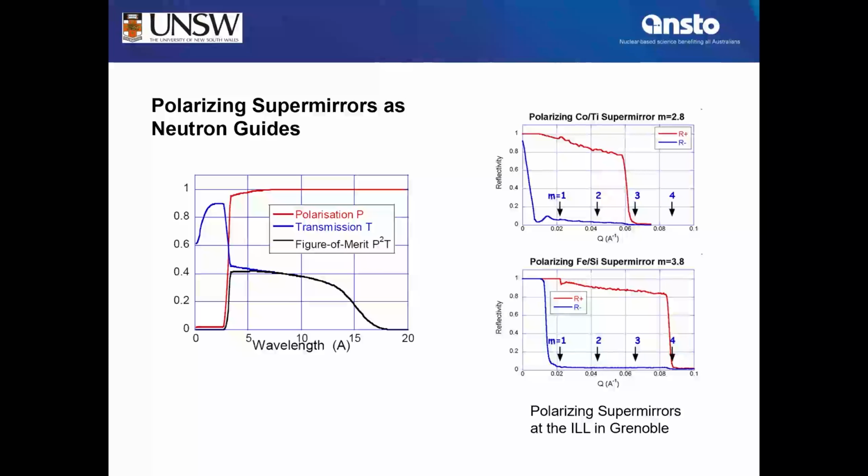And in our days, this is all optimized. So you see, the important figure is that one. The spin-up component almost stays at 100%, so it's between 80 and 100% up to the 4th scattering order. And the down component, R minus, is almost completely suppressed. So that's the state-of-the-art polarizing supermirror in a neutron guide. That's actually the most elegant and most successful technique to produce polarized neutrons.